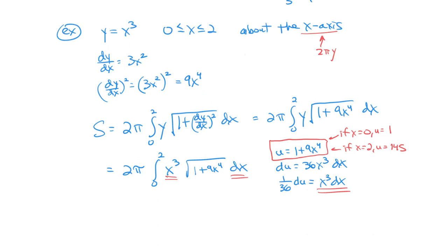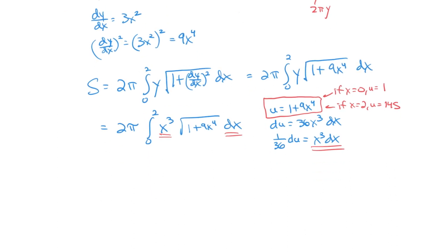Okay, so then we can say this is equal to 2 pi times 1 over 36. Our new limits are going to be 1 to 145. And we basically have the square root of u du. So the square root of u I'm going to just write like this, because u is 1 plus 9x to the 4th. We have the square root of u, which is u to the 1/2. And now we're ready to integrate. So we can use the power rule here. This goes up 1 to 3/2, divided by 3/2, which is like multiplied by 2/3.